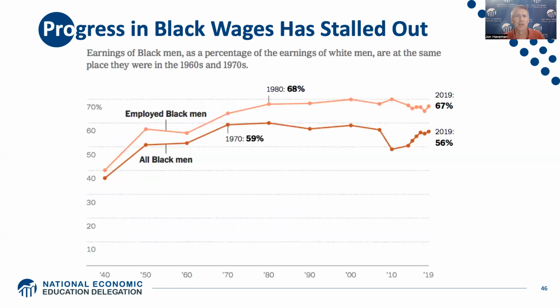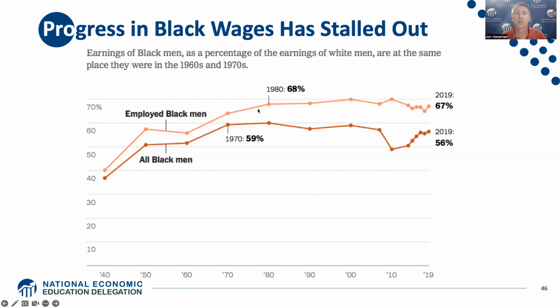So here's a look at progress. Right, if we go back to 1940, for employed Black men, their wages were about 40% of the wages of employed white men. Fast forward to 1980, and the wages of Black men were about 68%. Right, so that's more than a 50% reduction in the gap. Right, there's 68% of those white men.